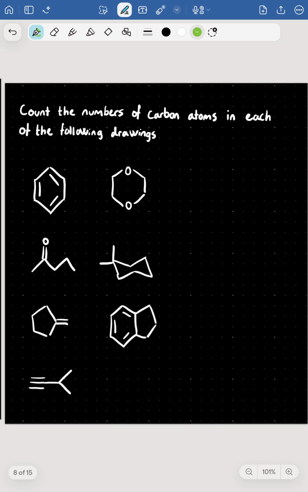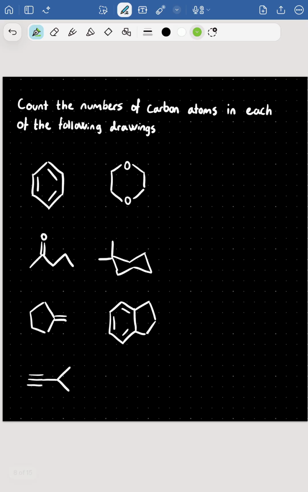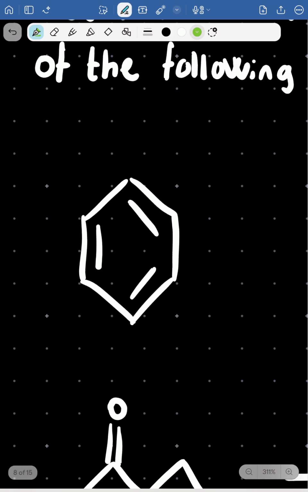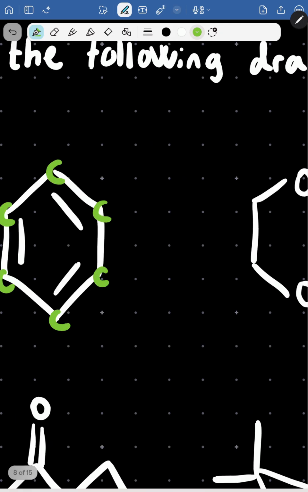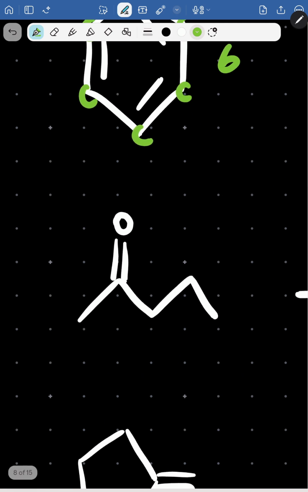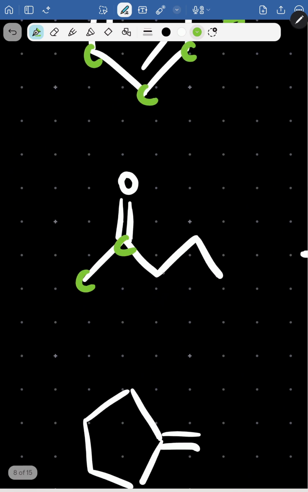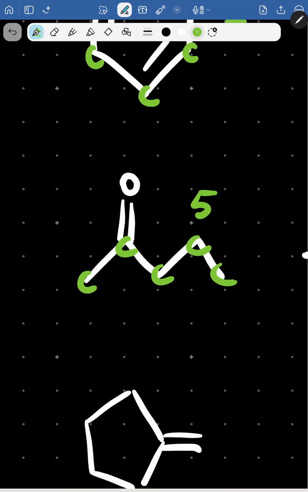Count the number of carbon atoms in each of the following drawings. That's pretty easy. If you pause the video right now and try to do the exercise, you can see if you're correct. You probably paused the video, I don't know. So let me do the first one. Just follow the same principle. Every corner, every end is a carbon atom. 1, 2, 3, 4, 5, 6. 6 carbon atoms. Here, 1, 2, 3, 4, 5. 5 carbon atoms.